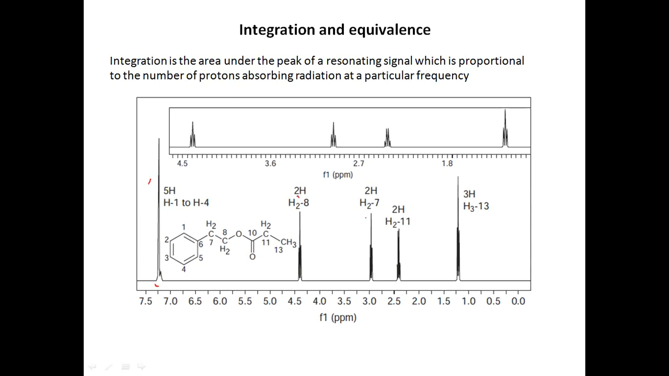So how many protons are absorbing at that particular region, the area of the signal will correspond to that particular number of protons, right? So if you see for this peak, it shows 2 hydrogens. The peak area on the curve here is higher, so this corresponds to 3 hydrogens. So this is how the integration is used.